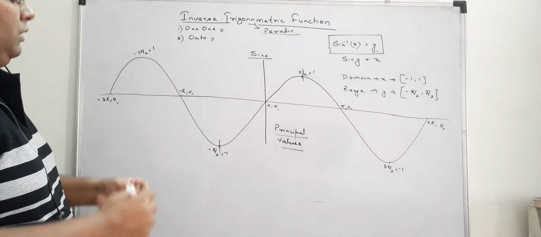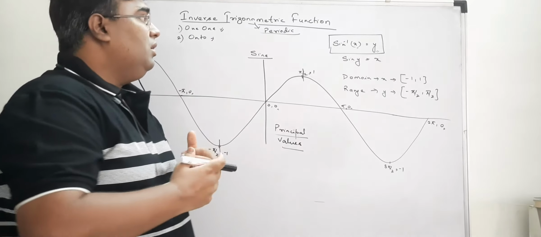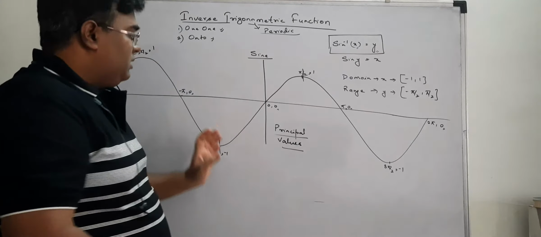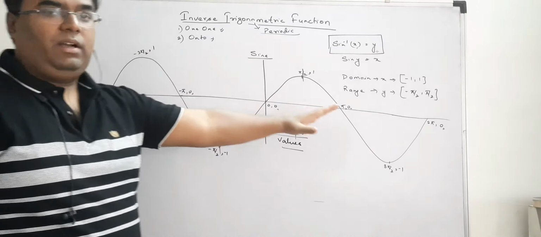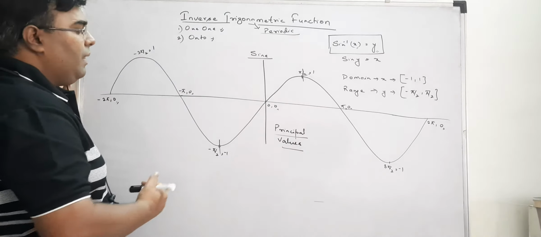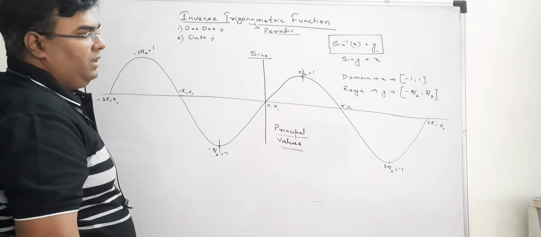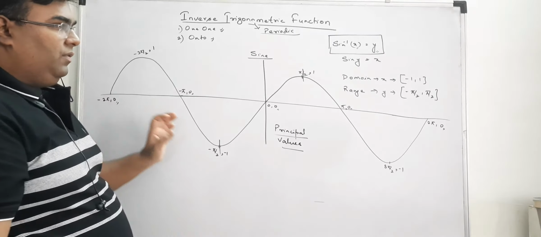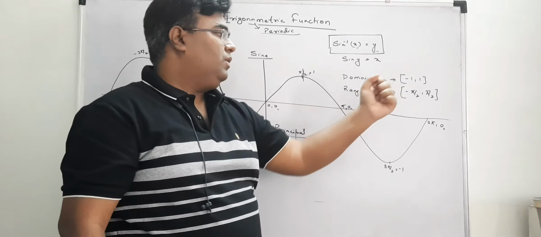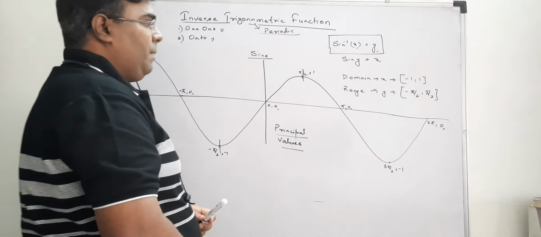So basically the trigonometric function is not an inverse function, but in some intervals we can find that the sine function can be an inverse function, where this function is 1-1 and onto both, correct? And the domain and range of the function: domain will be what? -1 to 1, and range is what? Minus pi by 2 to pi by 2.